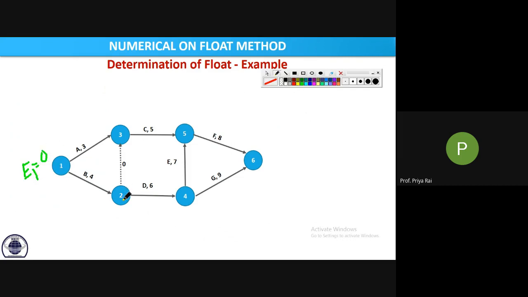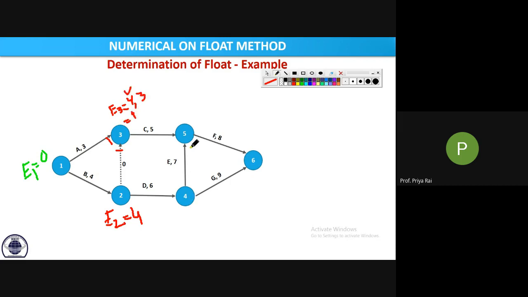Now E2, because for 3 we need the E2 value. So we will calculate E2 first. E2 is how much? Bolo? 4. Yes, 4. See, it comes from 1, so E of 1 is 0 plus 4. Now we will go to E3. How many values? 2 values. When it comes from 2, 4 plus 0 is 4. And when it comes from 1, 0 plus 3 is 3. So the maximum is 4. Okay, so 4.